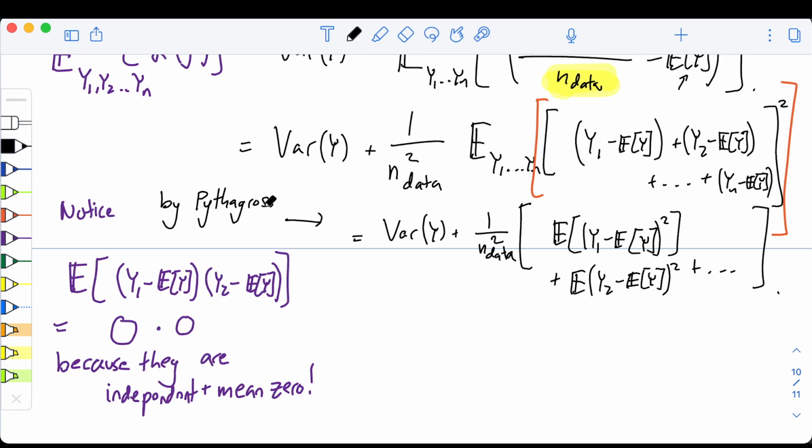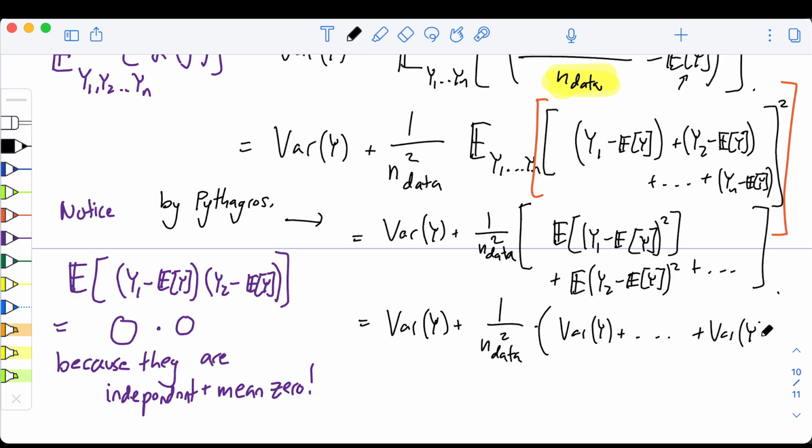So I have variance of y plus variance of y plus variance of y plus variance of y, adding it up n times. So this equals the variance of y, the irreducible error, plus 1 over the number of data points squared. And then I have the variance of y plus dot, dot, dot, plus the variance of y. All of these things are equal, and they're all equal to the variance of y. There's n of them, and so when you add up the same number n times, you get n times that number.